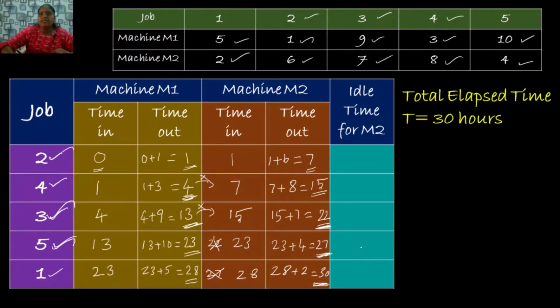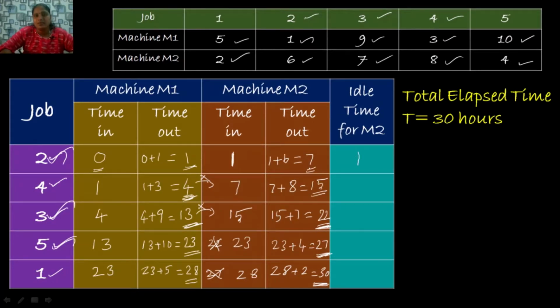Next we calculate the idle time for M2. That is the time for which the machine doesn't have any job to process. For machine M2, first I have to calculate the in time of the second job, which is 1 hour here, isn't it? So up to 1 hour it doesn't have any job to process, even though this machine also started at 0 time. So the idle time for machine M2 is 1 hour initially.